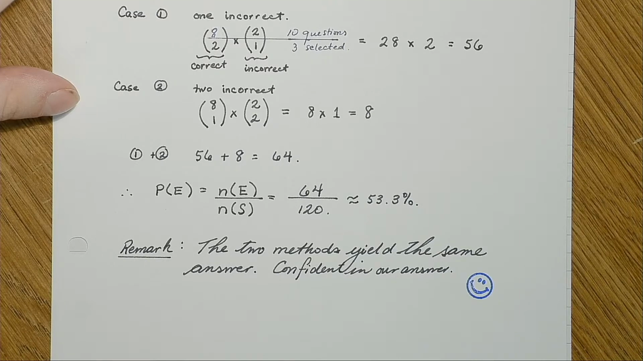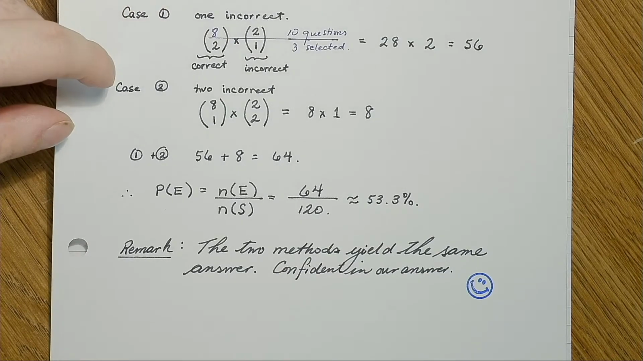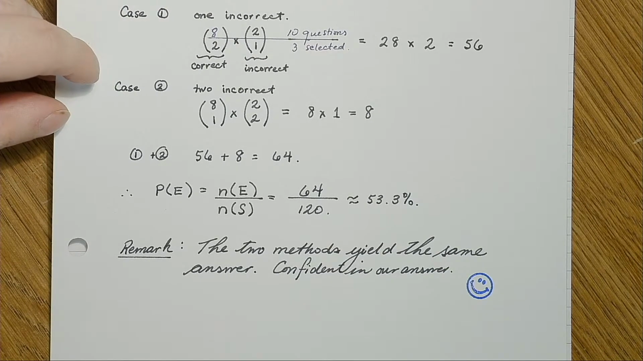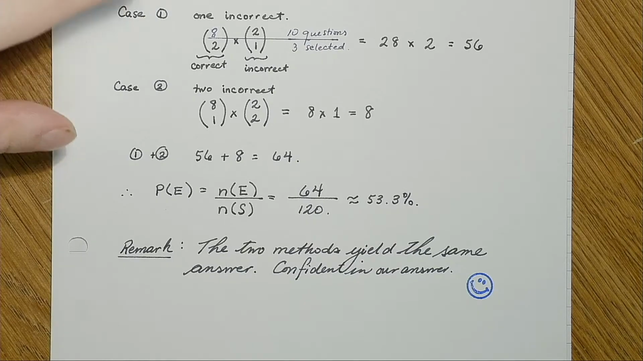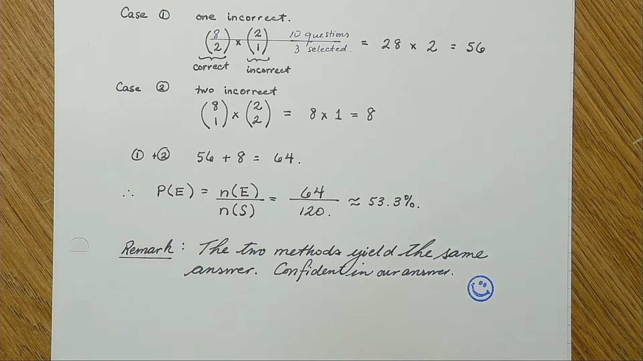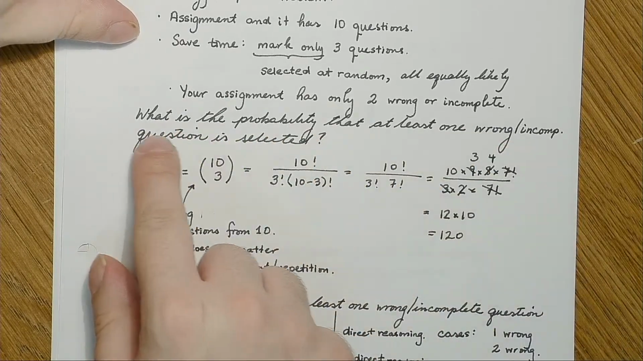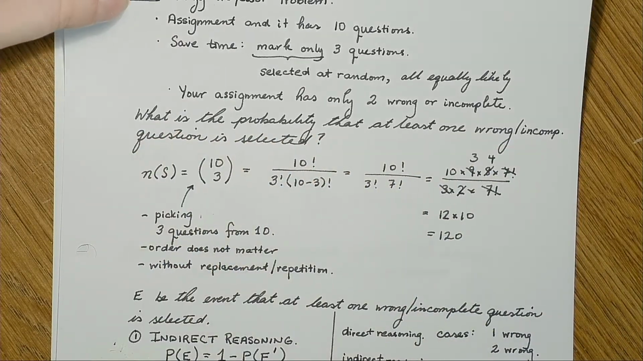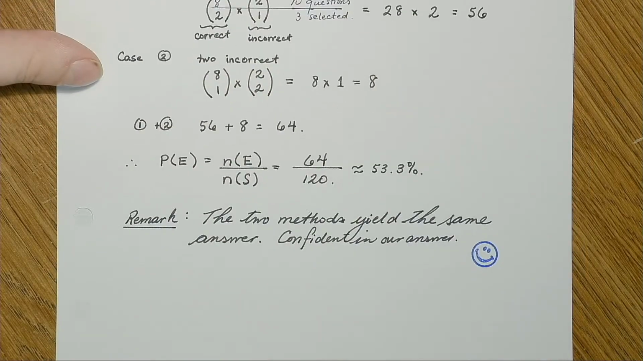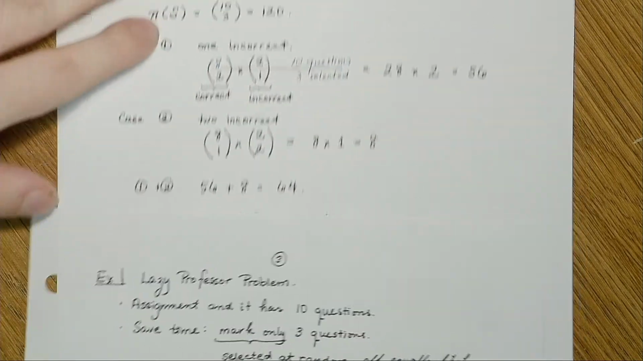You could say all three questions are correct, but isn't it at least one is incorrect? Yes, because that was what the original question was asking. What is the probability that at least one wrong or incomplete question is selected? Yep. Perfect. And that's page 4.